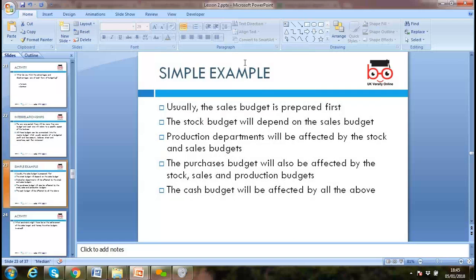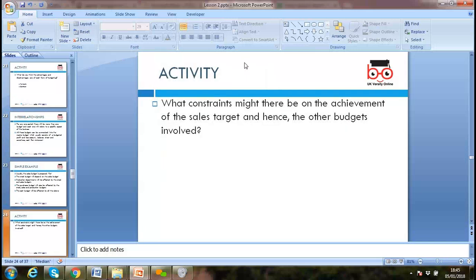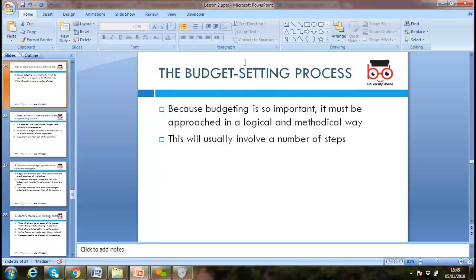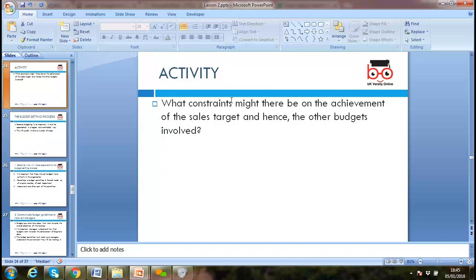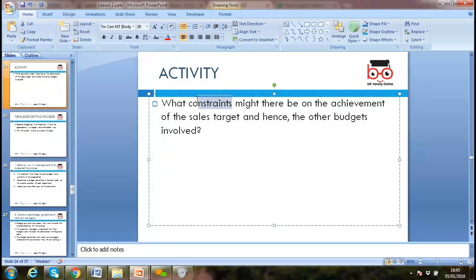Okay. These are the different examples. Production department, they make a budget. Purchase department, they make a budget. Cash budget. There is a word, constraint. Have you ever heard about constraint? It's like a limitation. Well done. Constraint means limitation. So for the sales target, we have a limitation on how much we can sell.